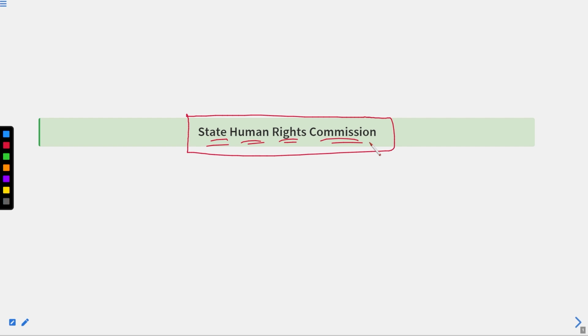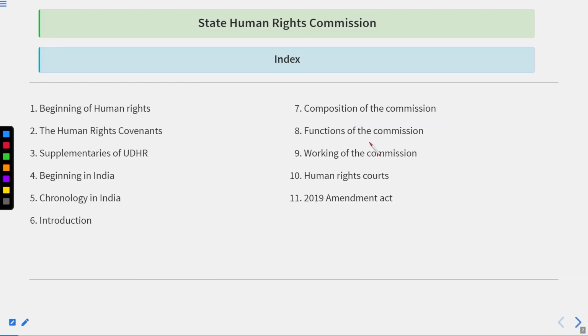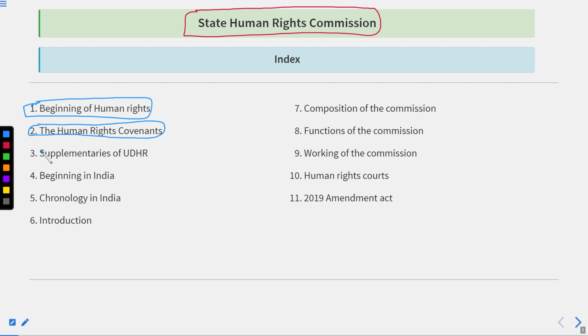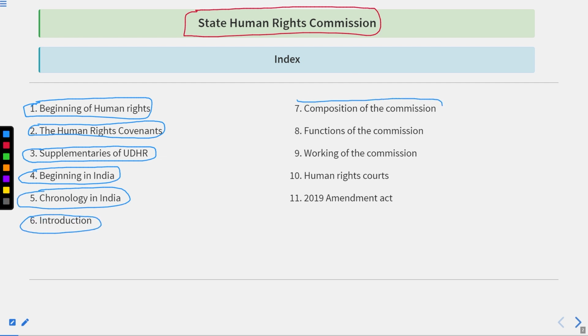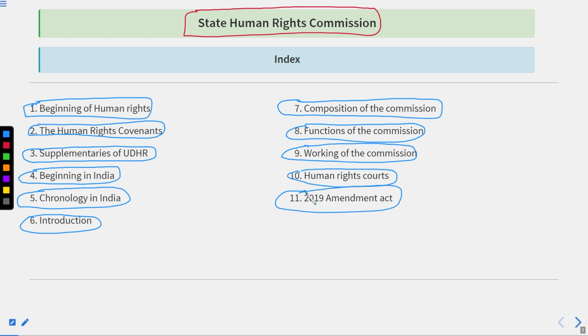So students, as we know, we are covering the State Human Rights Commission, right? That is the topic we have been discussing right now. So these are the topics that we have scheduled for discussion under this particular series: the beginning of human rights, the human rights covenants, the supplementaries of UDHR, beginning in India, chronology in India, introduction part, the composition of the commission, functions of the commission, working of the commission, human rights codes, 2019 amendment. Okay, so this is the picture that we have created so far altogether.